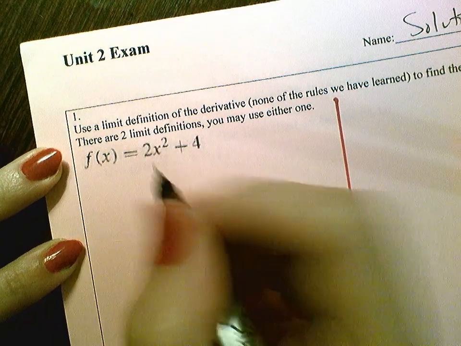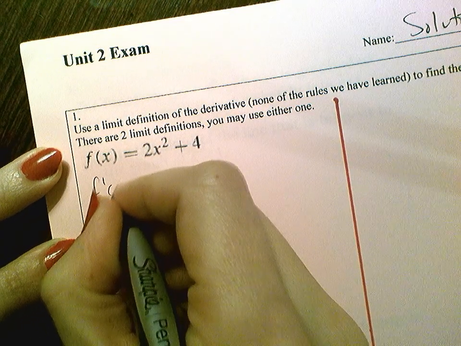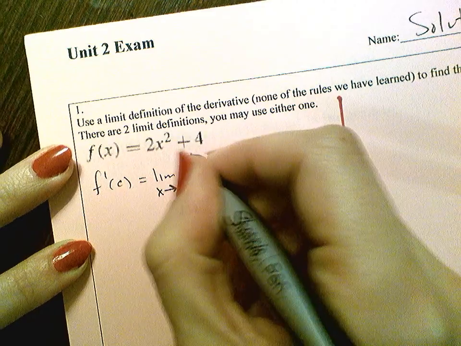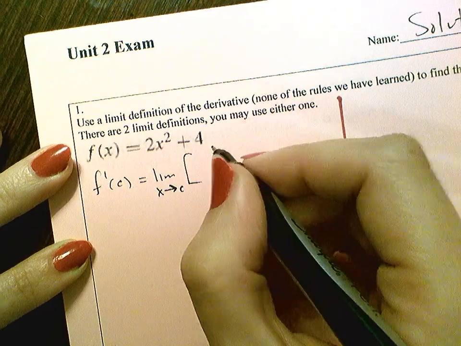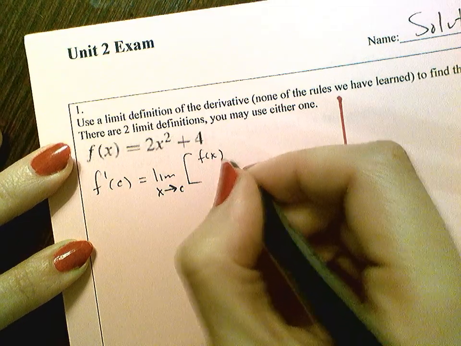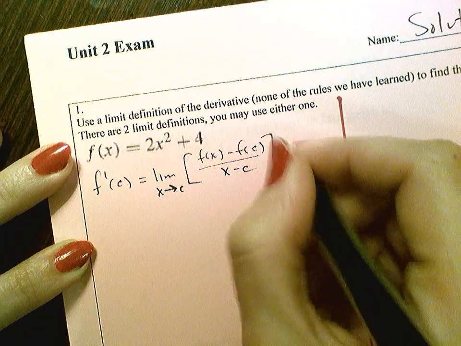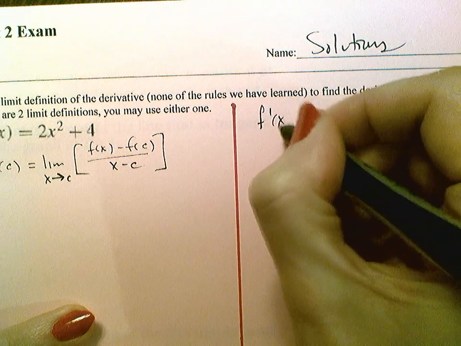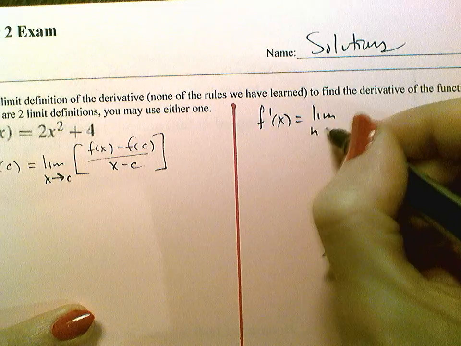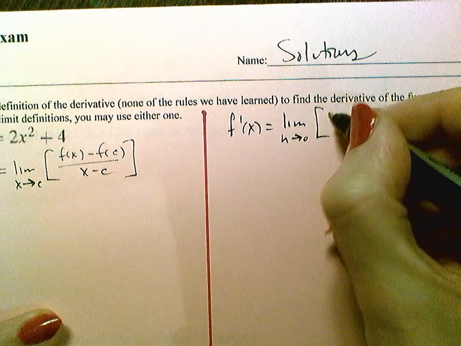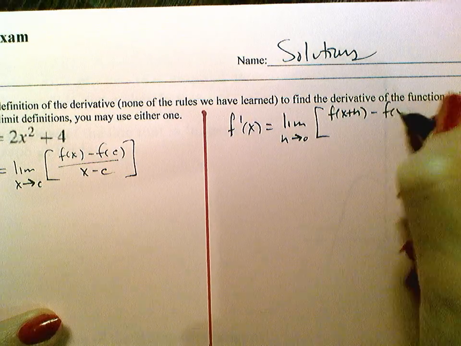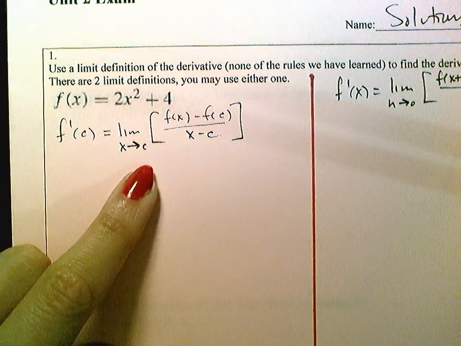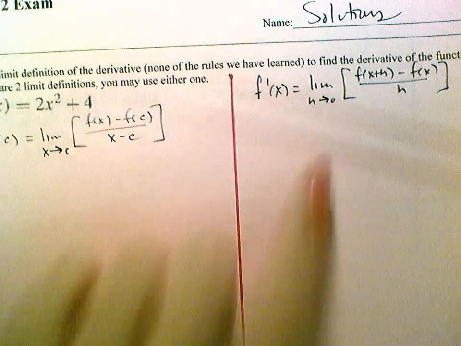This first one, I'm going to use the f prime of c definition. So f prime of c equals the limit as x approaches c of f of x minus f of c all over x minus c. That's one of the limit definitions of the derivative. And the other one over here, I'll do f prime of x equals the limit as h approaches 0 of f of x plus h minus f of x all over h. If you want to see the first one, just stick around for this. If you want to see the second one, fast forward till I get there.